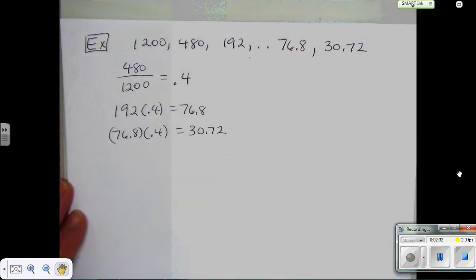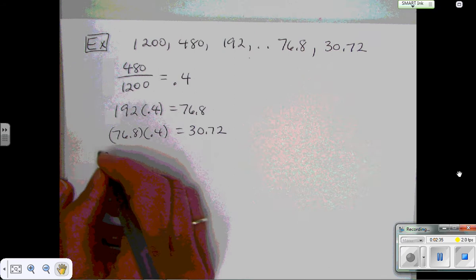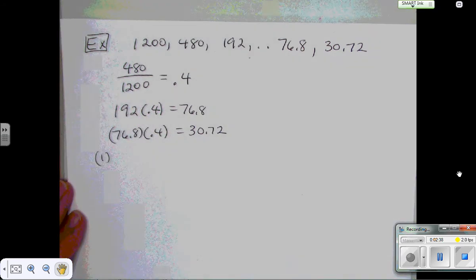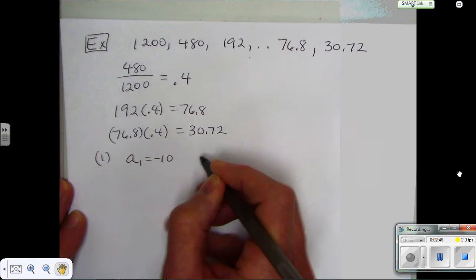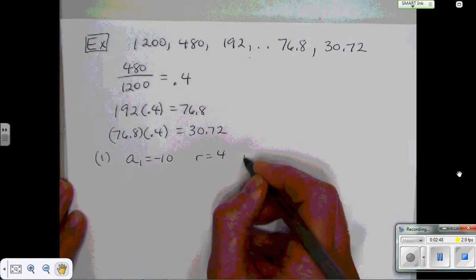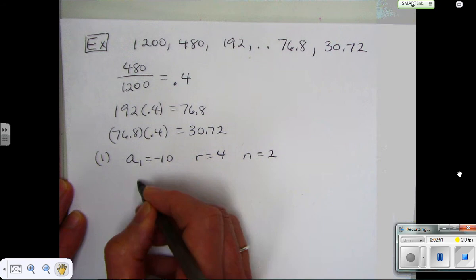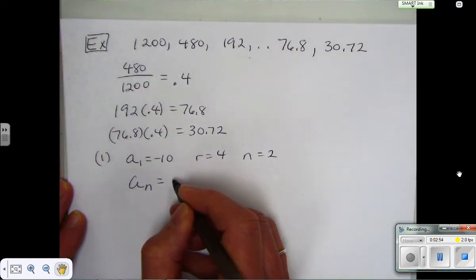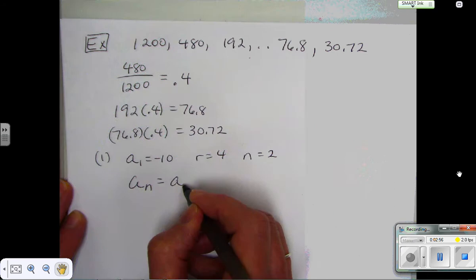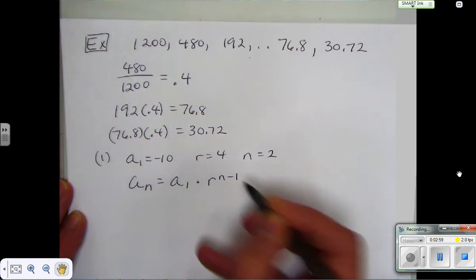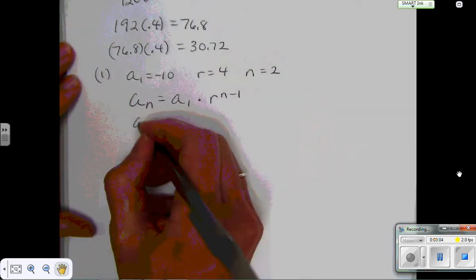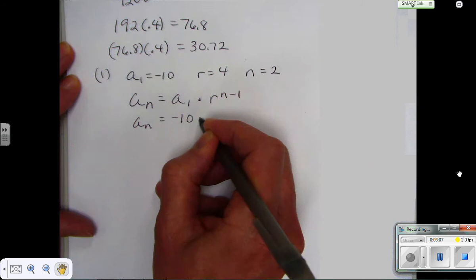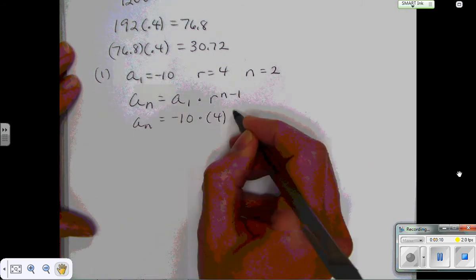Okay, so let's look at number 1 in your assignment. This is on your page 19. It says find a sub n for each geometric sequence. And it gives you a sub 1 is negative 10, r is 4, and n is 2. So we are just going to use the equation that they give us at the top of the paper to find the a sub n. Okay, so I'm going to substitute values in. A sub 1 is negative 10, r is 4, n is 2.